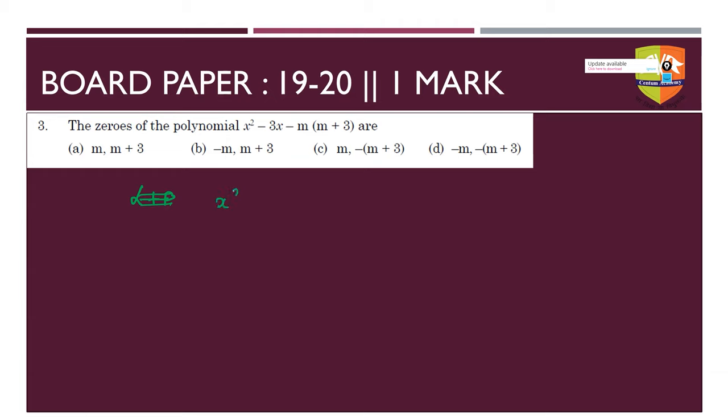How? So x square minus 3x minus m into... plus 3 is there anyways. So you can always split the middle term. So it has to be what? So I have minus m plus 3 and m. So x minus m plus 3, right? So this is x square minus mx, I think so. No, m plus 3x minus m plus 3x, and then minus mx minus m into m plus 3. Right, so x common, x minus m plus 3, and here minus m common x.